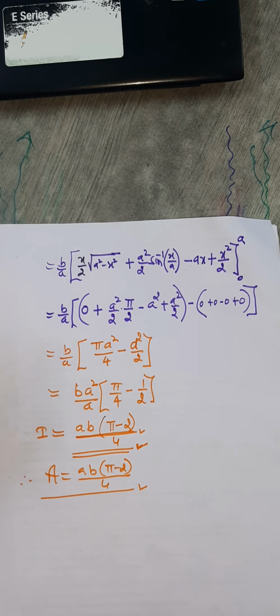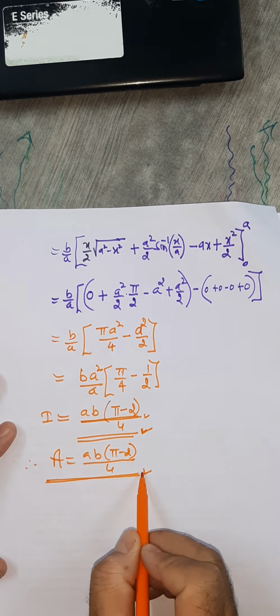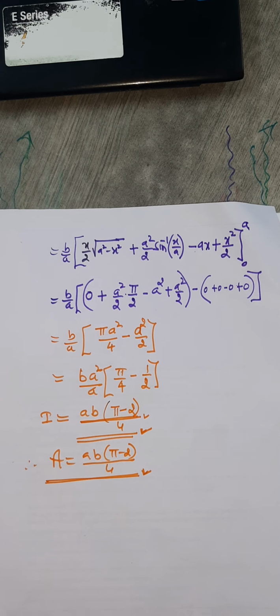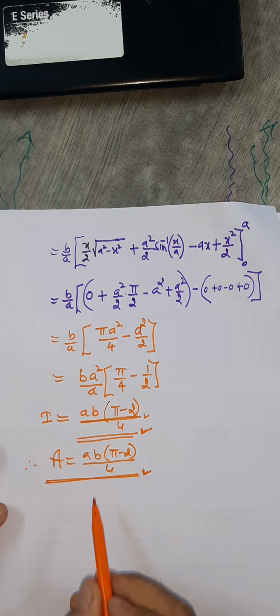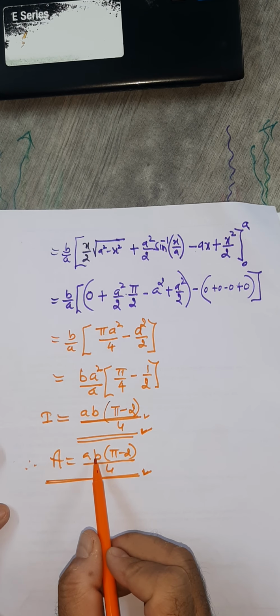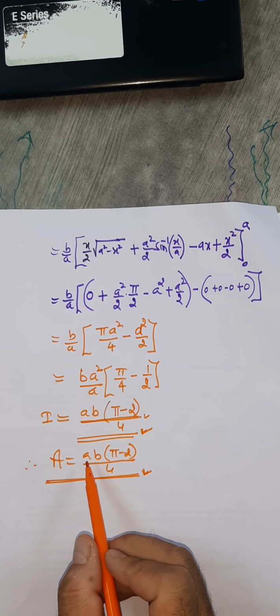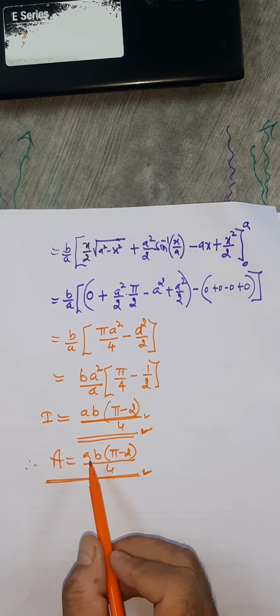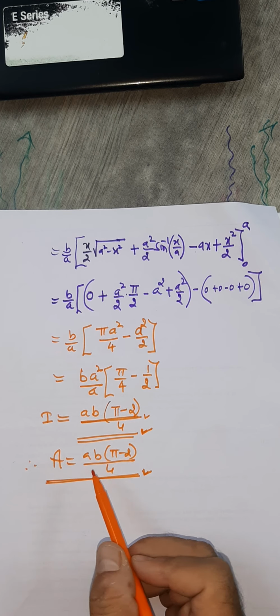So ab into (pi minus 2) the whole by 4. That's the area. How will you do the previous question? Same procedure, remember. Exactly the same procedure, right? There you have, instead of a and b, 3 and 2. You just put a equals 3 and b equals 2. You will get the answer to the previous question.